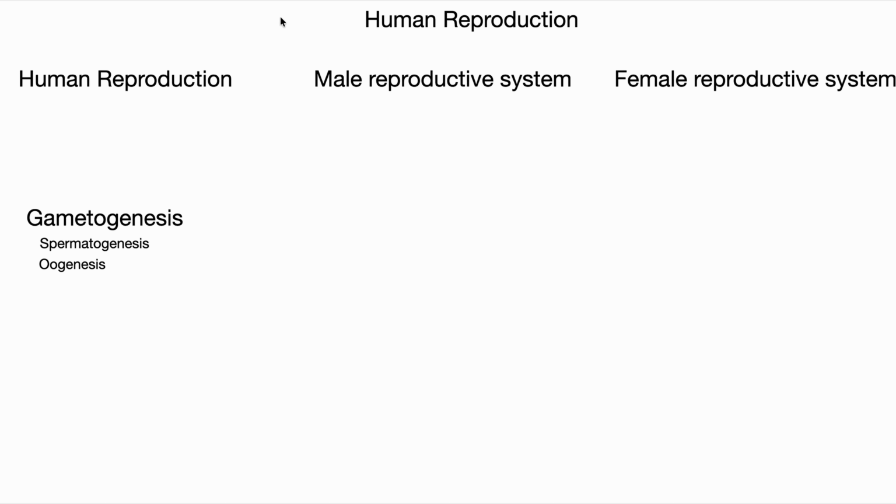Now, let us see the gametogenesis in females. Imagine you are inside the ovary of a baby, a female baby, who is inside the womb. There are two kinds of cells you will see here. One is oogonia and the other is mesenchymal cells. And how many oogonia are present? There are around 2 million oogonia present.